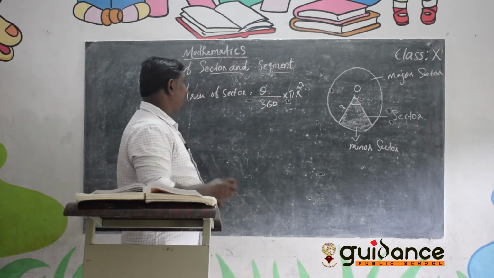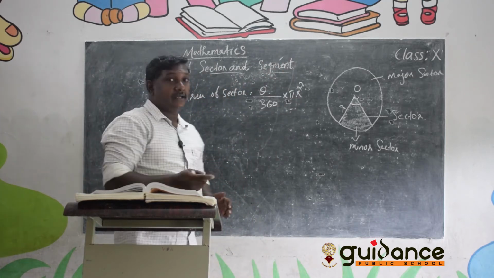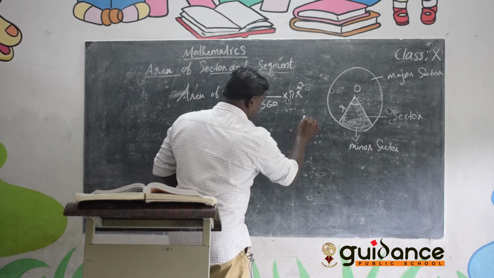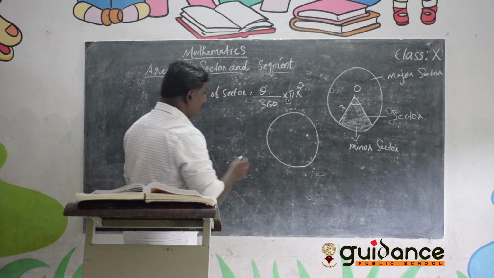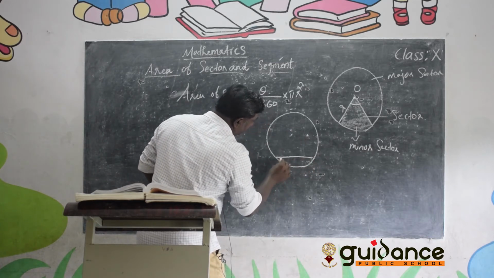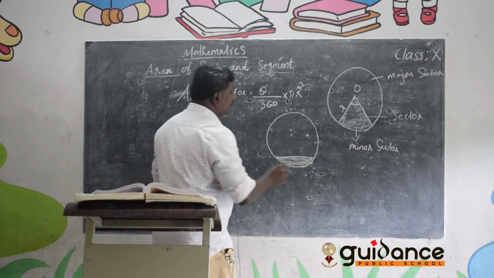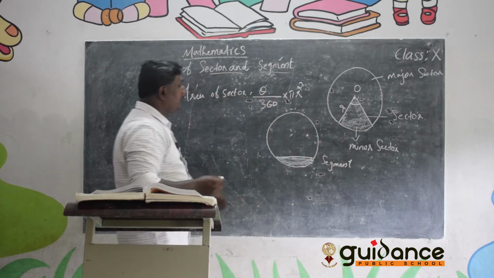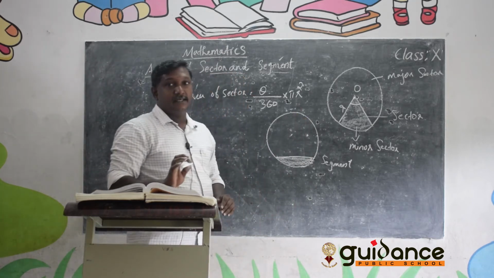Then another thing is the heading segment. What is meant by segment? Segment means the part of a circle separated with a chord. So I will draw another circle. This shaded region is the segment. Look here, that shaded region is the segment. This is the minor segment and this will be the major segment.